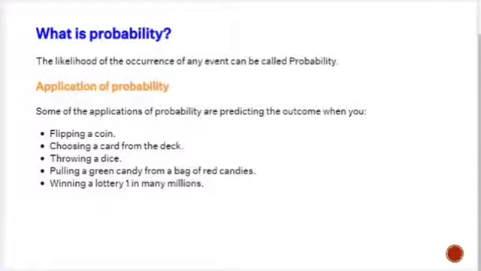The application of probability: some of the applications of probability are predicting the outcome when you flip a coin, choosing a card from the deck, throwing a dice, pulling a green candy from a bag of red candies, winning a lottery one in many millions.